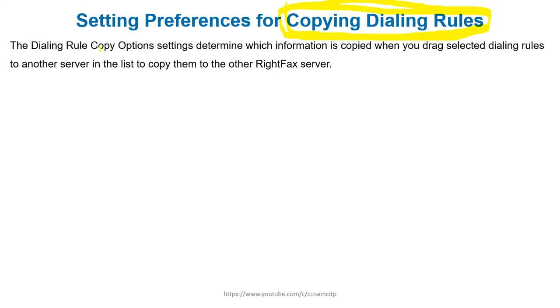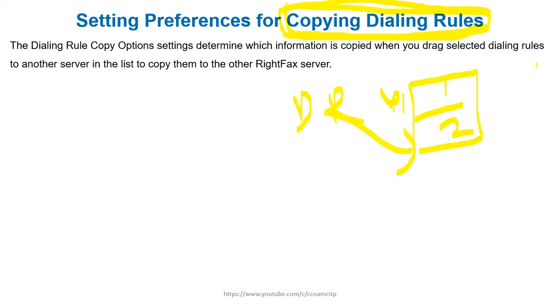So guys, the dialing rule copy option setting determines which information is copied when you drag dialing rules to another server in the list to copy them to the other RightFax server. For example, you have two RightFax servers, this is your one RightFax server and this is two. This is your dialing rule, and you are dragging this to the second. So what kind of information will be copied? That is what we are going to learn.